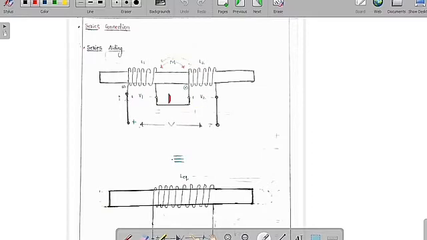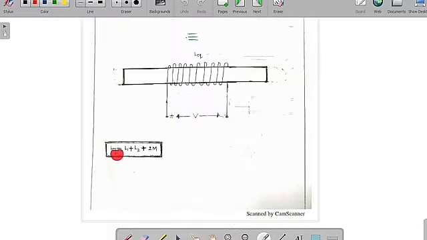So we can say that V1 is equal to L1 into di by dt plus M into di by dt, because here also the current is the same. Similarly V2 is equal to L2 into di by dt plus M into di by dt. If we apply KVL, V is equal to V1 plus V2, and finally the overall inductance is L1 plus L2 plus 2M, because it is series aiding, the current entering both the dot terminals. So the equivalent inductance is L1 plus L2 plus 2M.